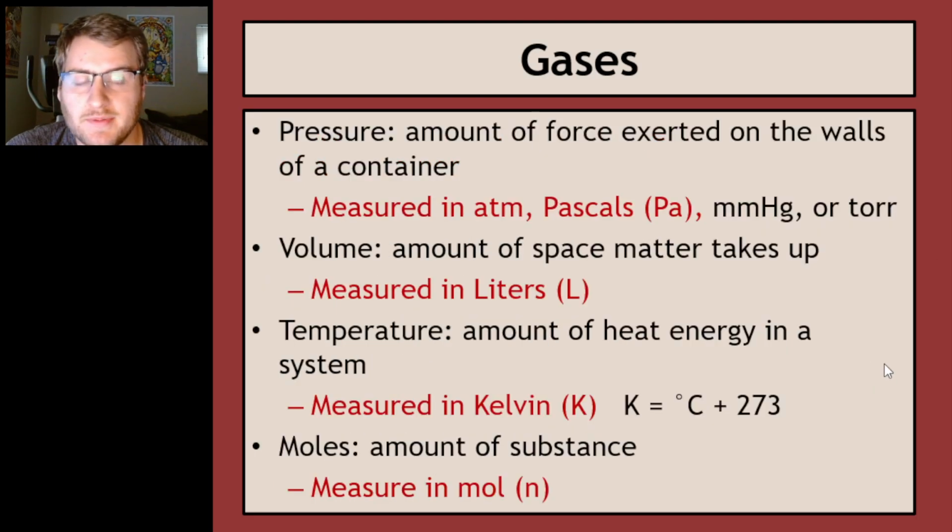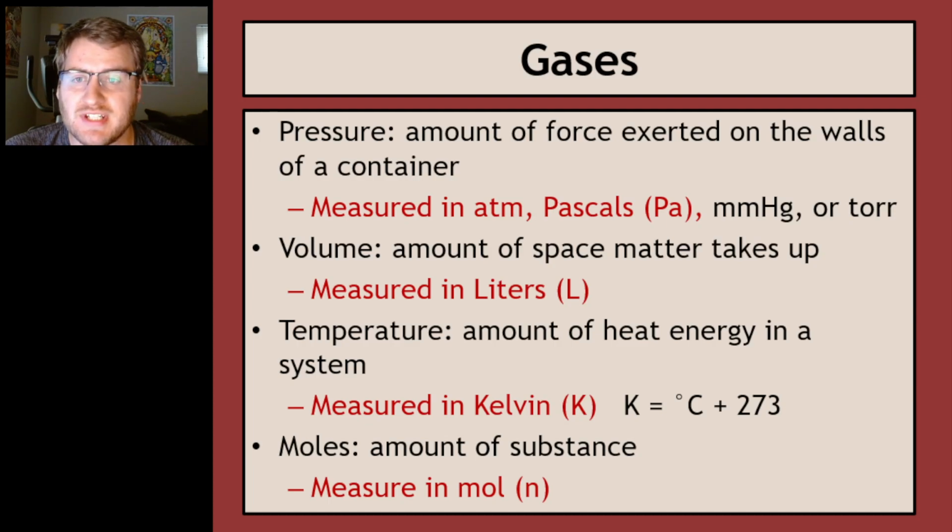A couple of quantities we talk about with gases are that pressure, the amount of force exerted on the walls of a container. We're going to measure that in a couple different quantities depending on the sort of problem. We have atm for atmospheres, and pascals is kind of like the SI unit, right? The standard unit. And there's a couple other ones you might see as well, including millimeters Hg, which stands for millimeters of mercury, or torr.